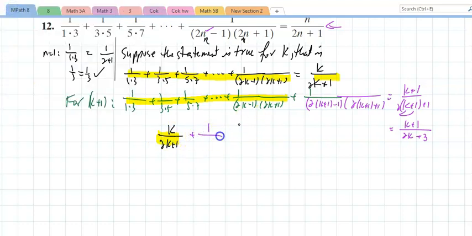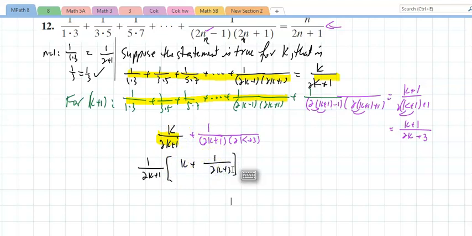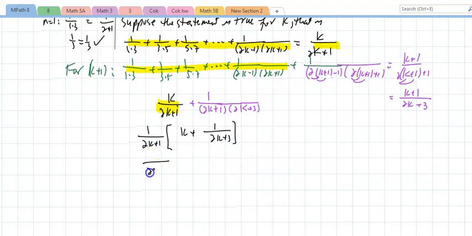That is actually 1 over 2k plus 2 minus 1 is plus 1. Times 2k plus 2 plus 1 is 3. And here I notice I could factor 1 over 2k plus 1 out. I'll have a k plus 1 over 2k plus 3. I'll get a common denominator.